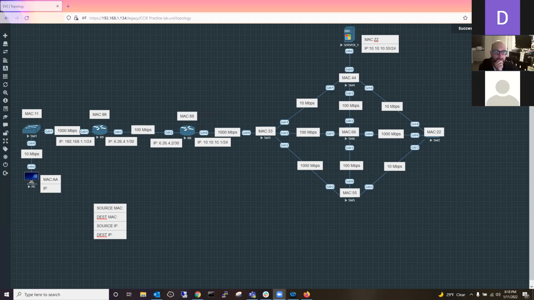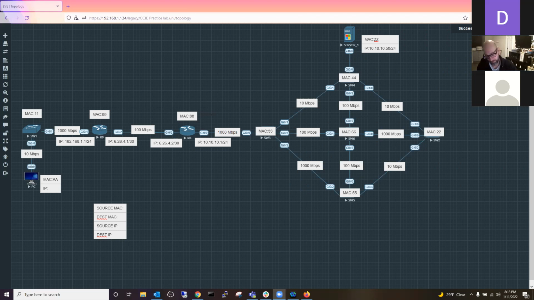So here's the scenario. You see all the items that have been identified within this topology. What I'm going to do is have you walk me through, step by step, how a PC on a separate local area network would get an IP address from a DHCP server that's on another network.